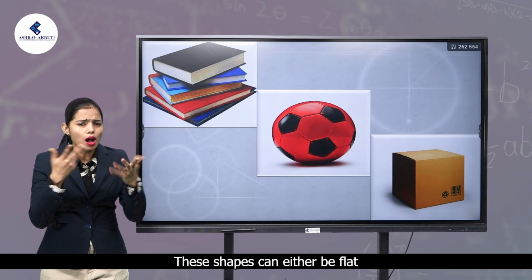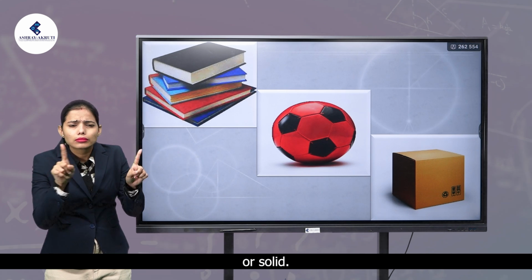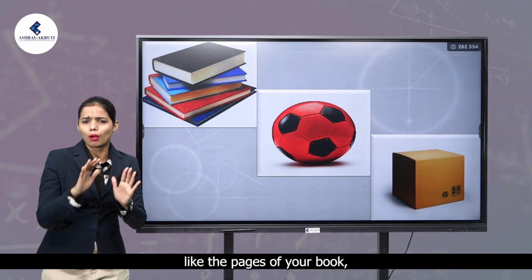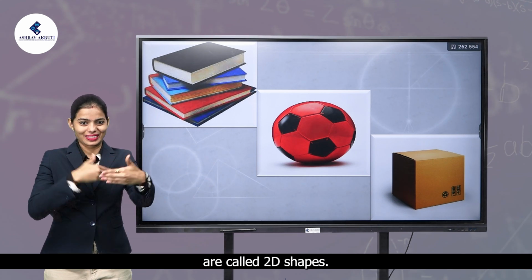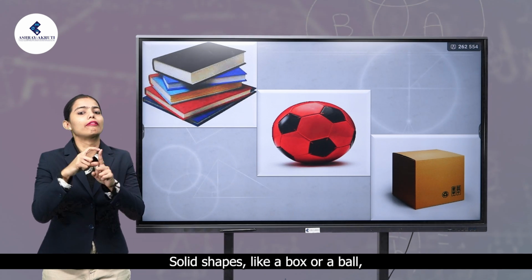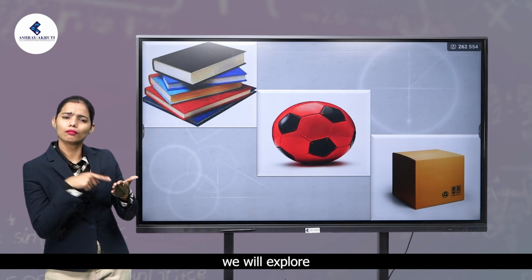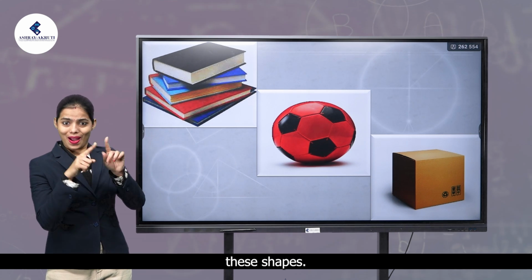These shapes can either be flat or solid. Flat shapes, like the pages of your book, are called 2D shapes. Solid shapes like a box or a ball are 3D shapes. In this lesson, we will explore how to recognize and understand these shapes.